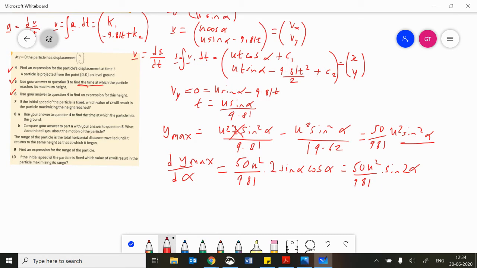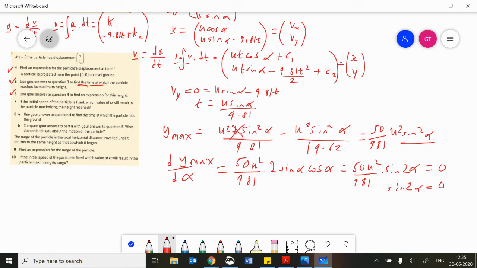So we're going to set this equal to 0 to optimize it. Now that means that we can just divide by this and that will disappear, because it's a constant. So we just need to solve sine of 2 alpha is equal to 0. Now, if you know your sine graph, you know that sine of what is equal to 0? Sine of 0 and sine of pi, or 180 degrees, or 360 degrees there.